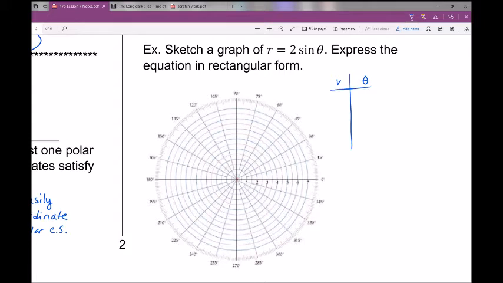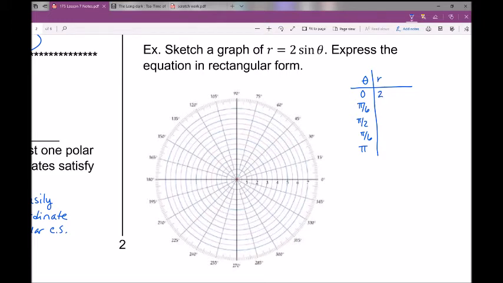And this time I think it's better off picking values of theta. So let's just start with 0. Let's do pi over 6 this time just to see what happens. Let's do pi over 2, 5 pi over 6, and pi. Okay, let's make our table of values this way this time. We have theta. Let's do r on this side since we're actually going to be calculating r.